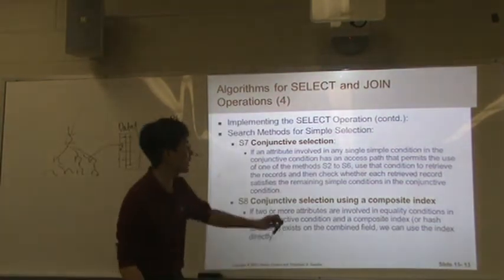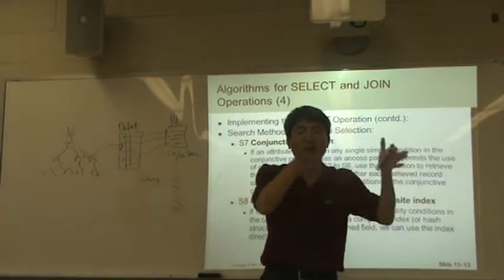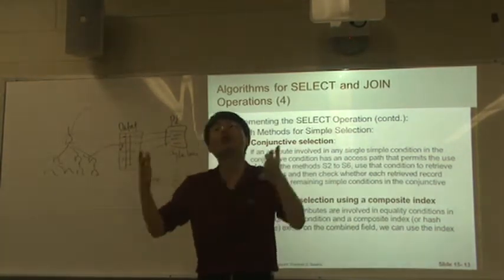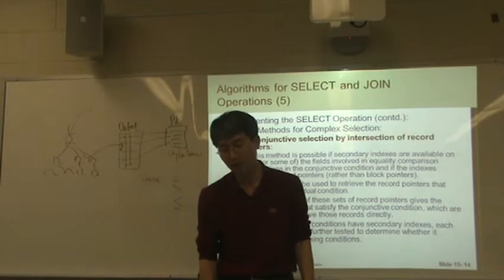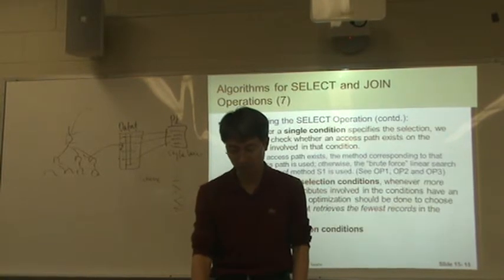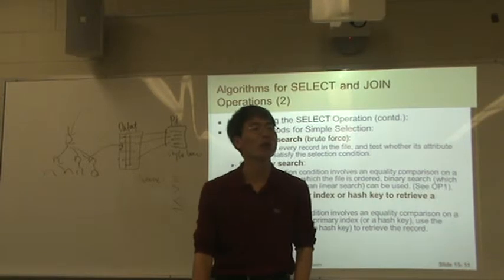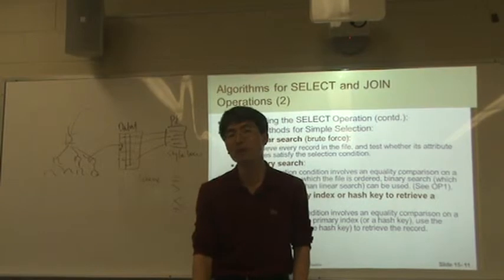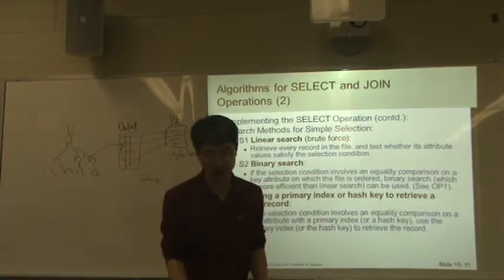Conjunctive selection, in case you have a composite index, so a combination between sex and salary, you can use that one, right? Conjunctive selection by intersection of the record pointers, you can also use in such a case. So how many different ways in this case? Nine different ways to access the table. Is that all? No, there might be different ways depending on the indexing type. So this is the general case.